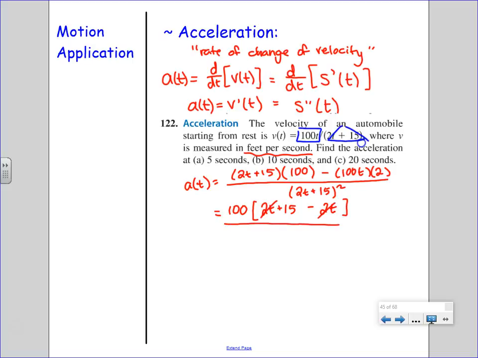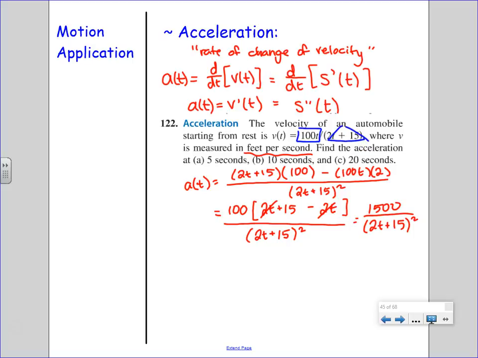Some of you, in homework, have already made the common mistake of forgetting the denominator. Keep rewriting it, don't lose it. And so we end up with 15 times 100, 1500, all over 2t plus 15 squared. Cool. Who is this? Acceleration.